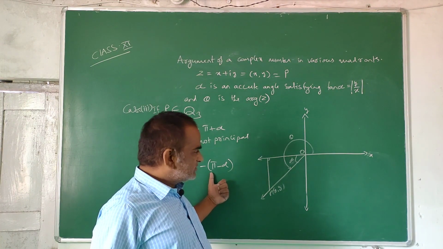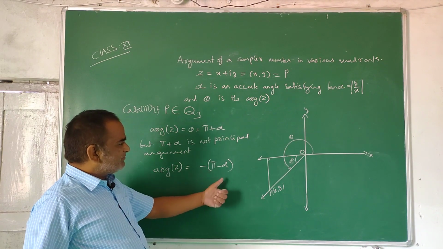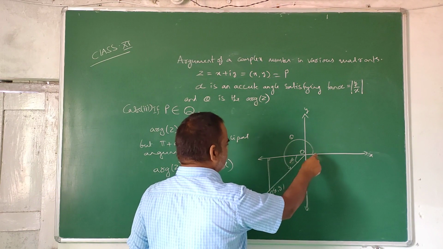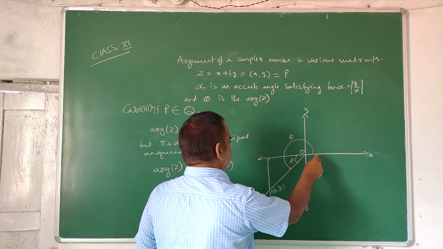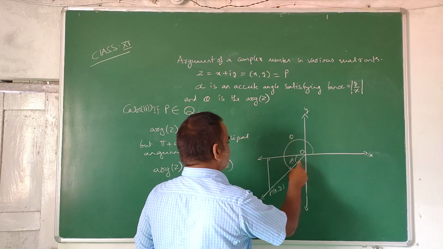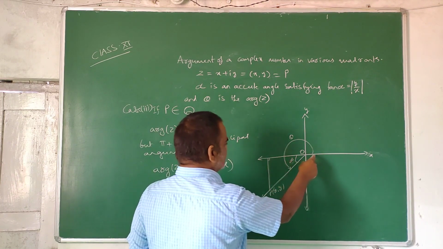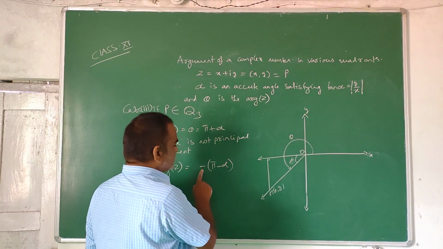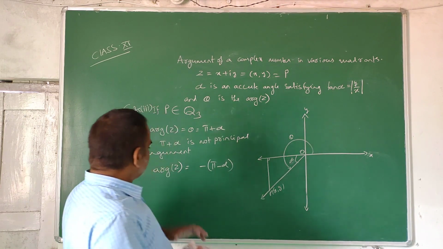Understood? So here we are taking argument of z as minus of pi minus alpha. Why? Because this whole thing is pi and this is alpha. If you consider this as an argument now, it is minus of pi minus alpha, because you are taking it in the negative direction, so the negative sign will come: minus of pi minus alpha.